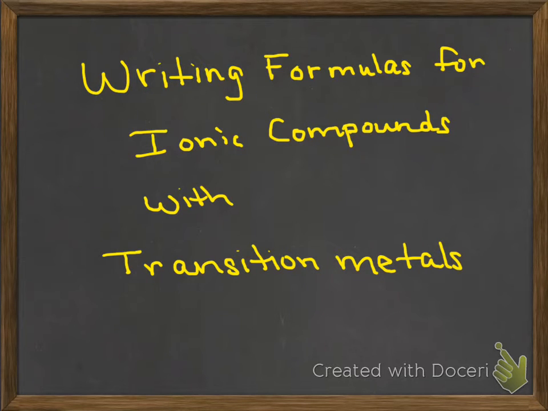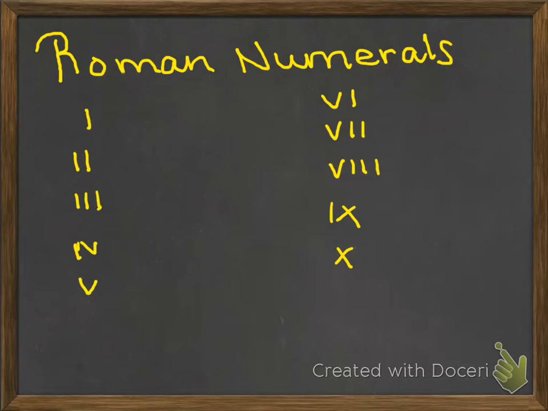This short video is going to show you how to write formulas for ionic compounds that have a transition metal in them. Remember, when we talk about transition metals, we don't know what the charge is, like the other metals on the periodic table in groups 1, 2, and 3. So we have to do something a little bit special in transition metal compounds. And what we do is we include a Roman numeral in the name of the compound.